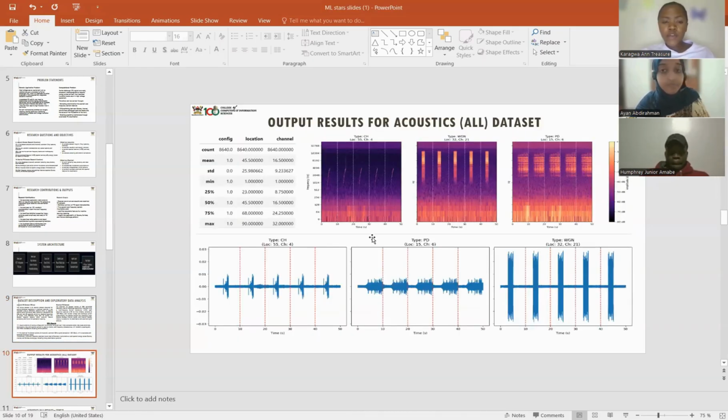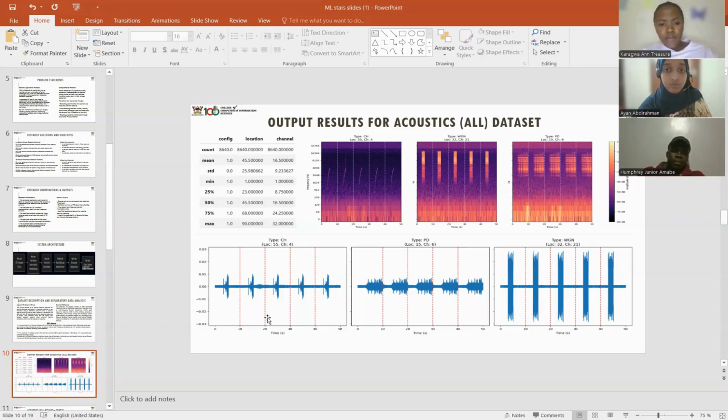So these are the output results for the data analysis for our acoustic dataset. We had a count of 8,640 wave files, in which we're able to extract these spectrograms that show the frequency and the time for the different waveforms. So we see that the chirps have a smaller frequency range compared to the white noise and the partial discharge waveforms, and we see that the white noise has the largest frequency range.